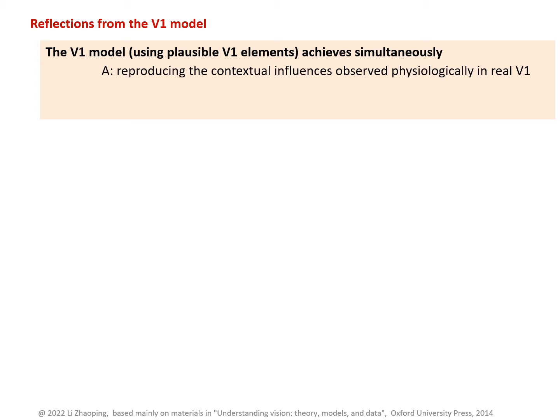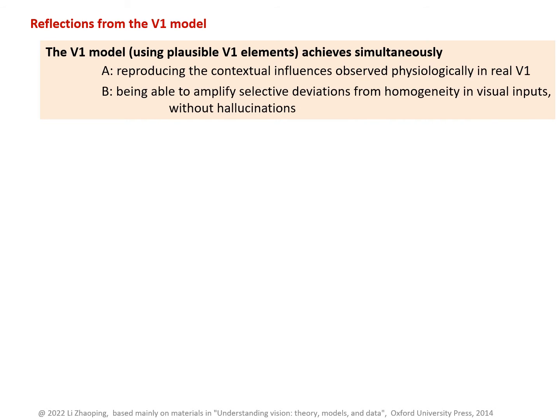One is to reproduce the contextual inferences observed physiologically in real V1. And the other is that the model responses can highlight visual locations where visual inputs deviate from homogeneity without hallucinating inhomogeneous responses to homogeneous inputs.